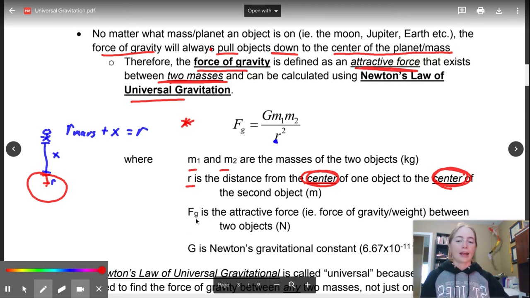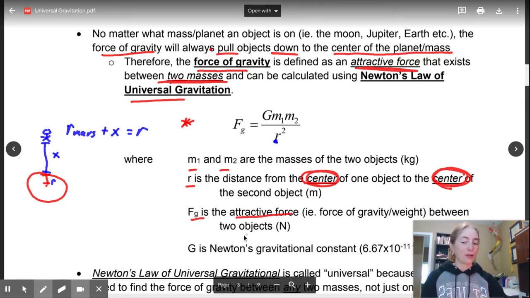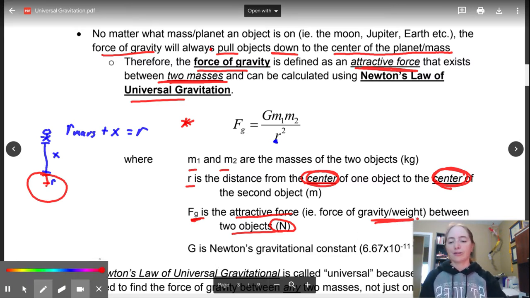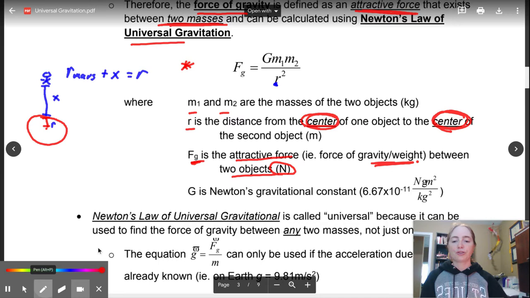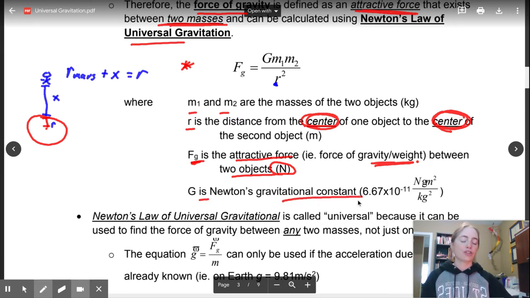Okay. Fg is the attractive force between the two objects. It is in newtons, so it's our force of gravity. You could call it the weight if you wanted. Now, ladies and gentlemen, I'm just going to scroll down here so you can see. There we go. Now, capital G is Newton's gravitational constant. Newton's gravitational constant is essentially what you could call 1 unit of gravity, 1 piece of gravity. This is how I like to think of it.